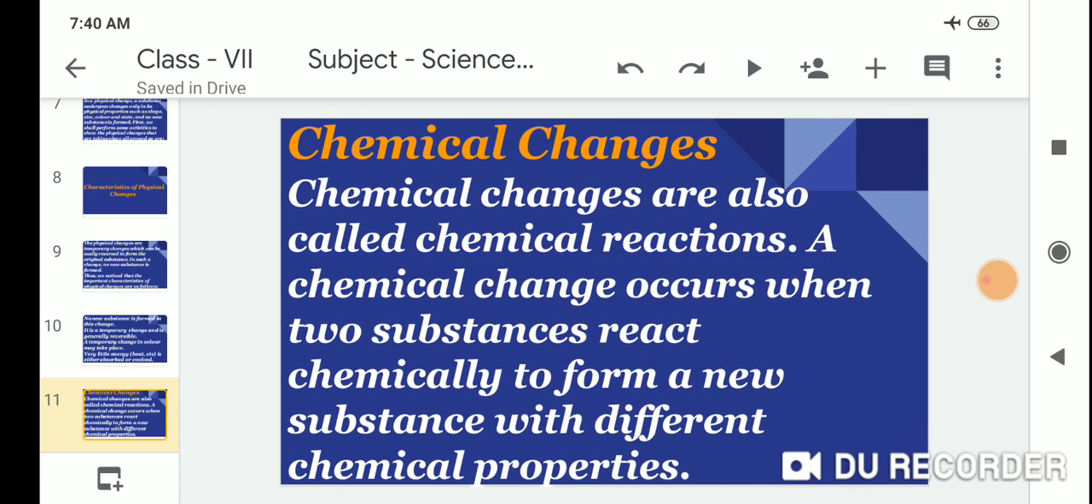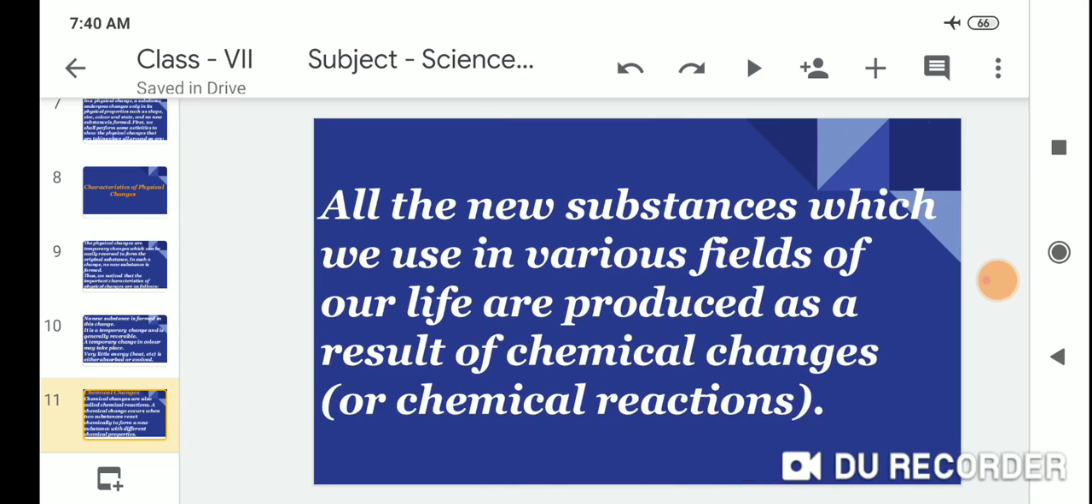And the second one is chemical change. Chemical changes are also called chemical reactions. A chemical change occurs when two substances react chemically to form a new substance with different chemical properties.